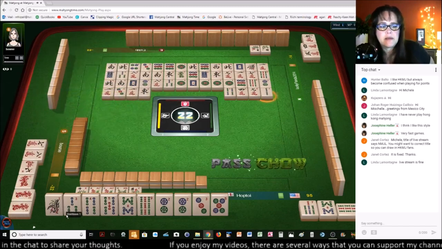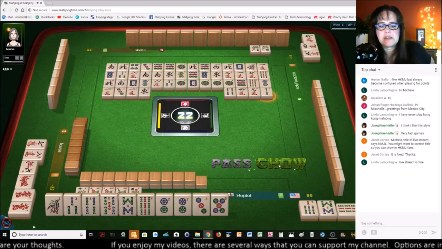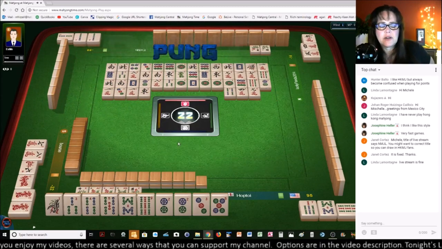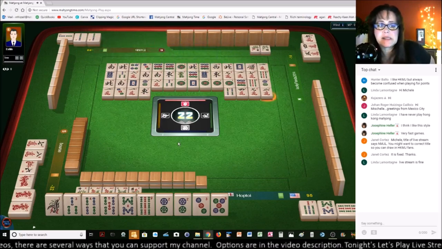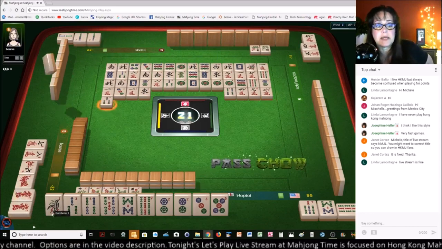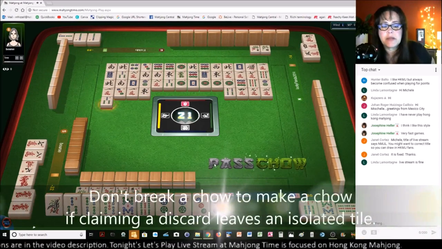Two bamboos. Okay, 1, 2, 3, 4, 5. Okay, let's chow. 1, 2, 3. Pung. Oh, pungs take precedence. Okay, there's 3 2 bams out. I'll probably get rid of that one bam next unless I draw the two three bam. Bamboos. Three, I'm not going to break a chow to make a chow.